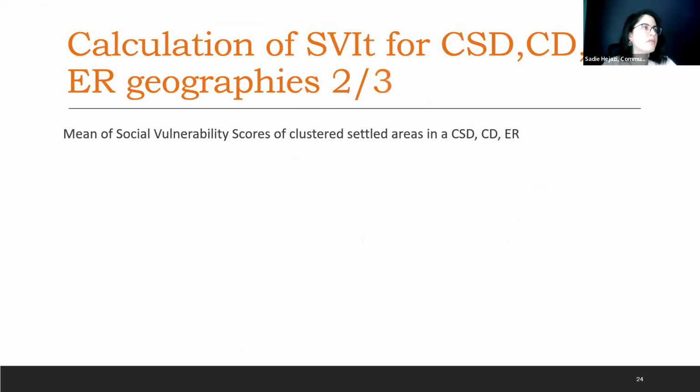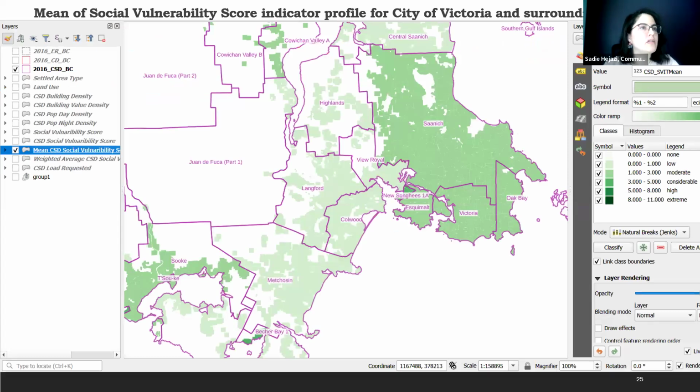We also thought that the mean of social vulnerability scores of clustered settled areas in a CSD, CD, and ER might give us a better response. As I mentioned, this is a testing area, and the purpose is to show you what you can do in QGIS. We made that calculation and got an almost similar response to the methodology in the NRCan report.